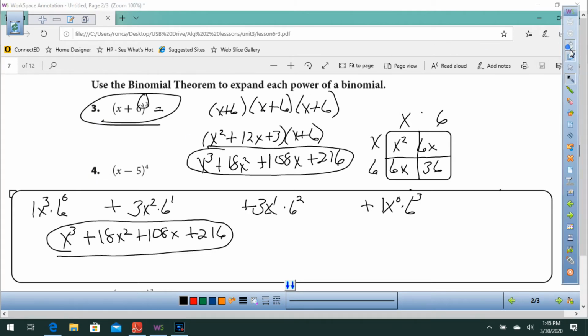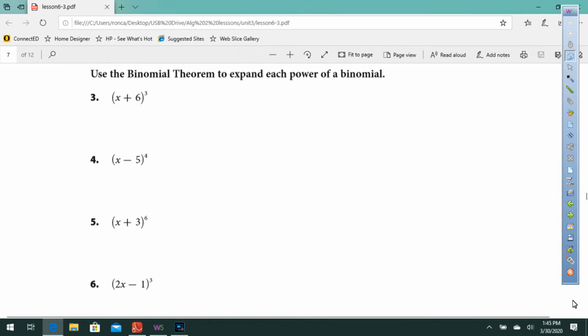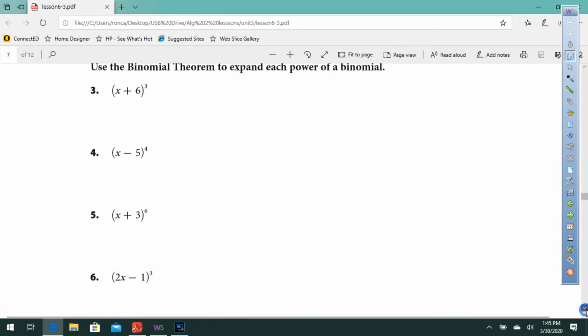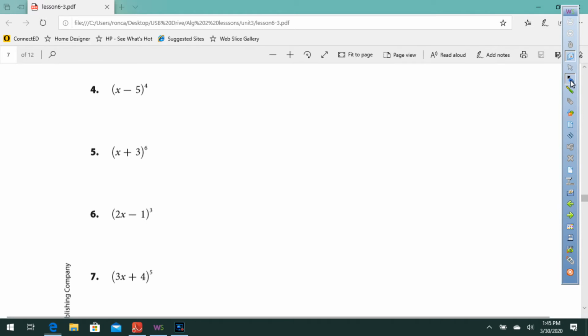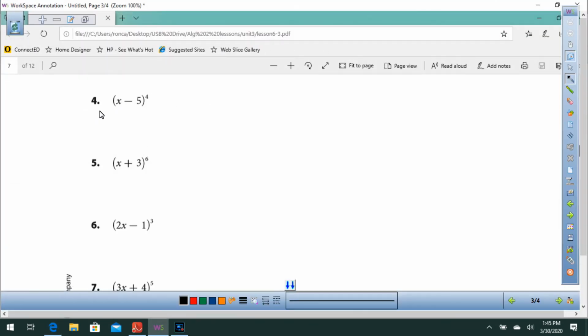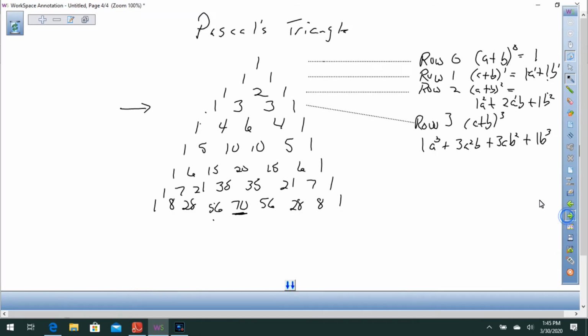All right, let's try number 4. So we got x minus 5 to the 4th power. So let's go over here and look. To the 4th power, that's going to be this row right here. We got 1, 4, 6, 4, and 1.